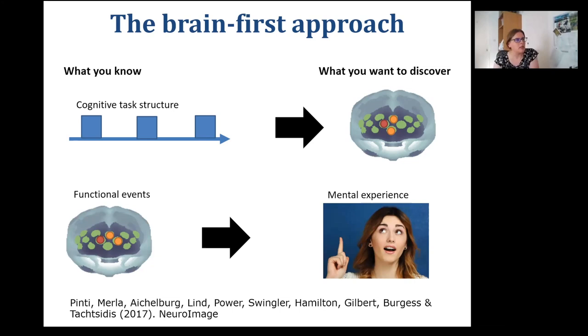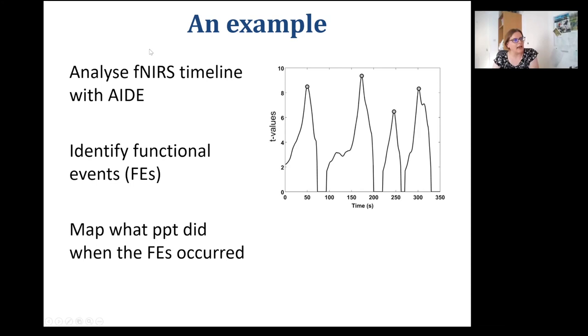So for this, we can take the fNIRS timeline, and there's an algorithm called AID that I'm not going to get into the detail of, but it basically identifies particular points in that fNIRS timeline that count as functional events where something interesting has happened, something interesting has engaged lots of brain. Then we map those functional events and say, what was the participant doing at that time point?